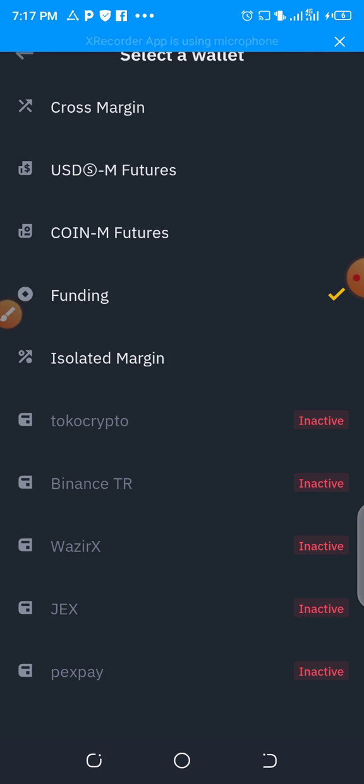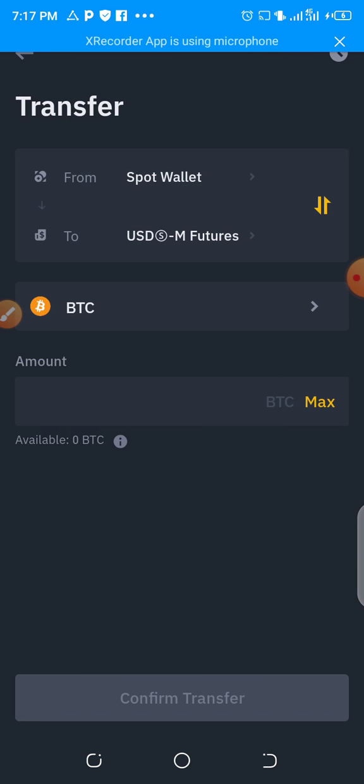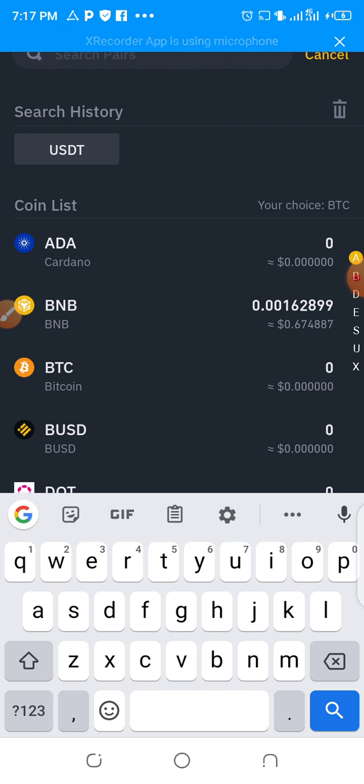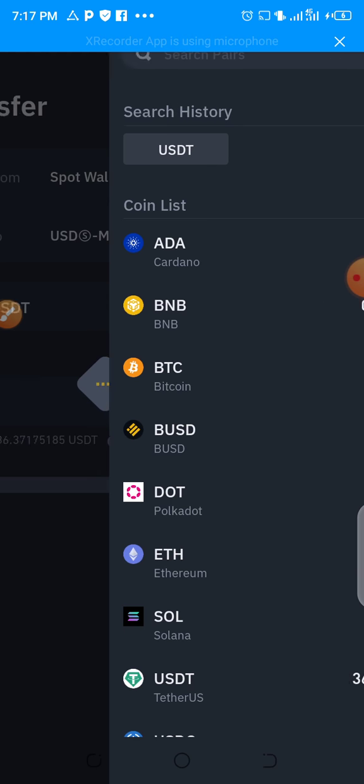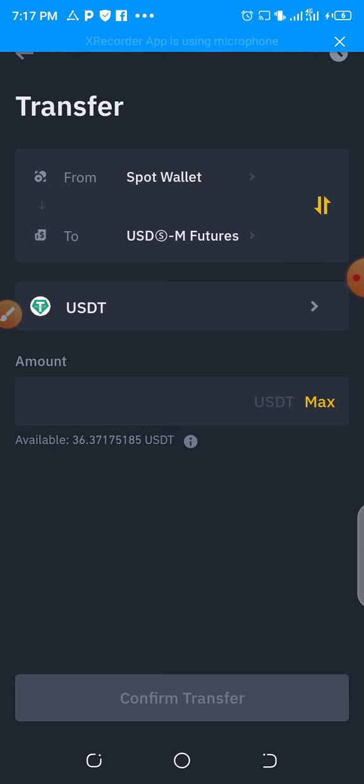The futures account is USDM futures, so I'm going to tap on it. So now I'm transferring from spot wallet to USDM futures, not funding wallet. You tap on the coin BTC and change it to USDT, because I'm going to use USDT to trade in the futures account. So I'm sending USDT from my spot wallet to my futures wallet.